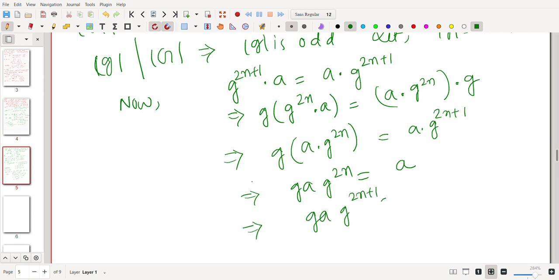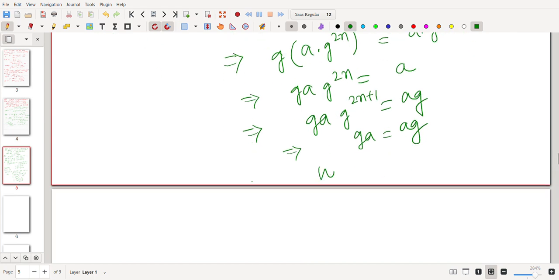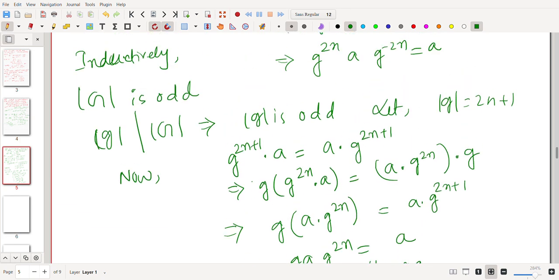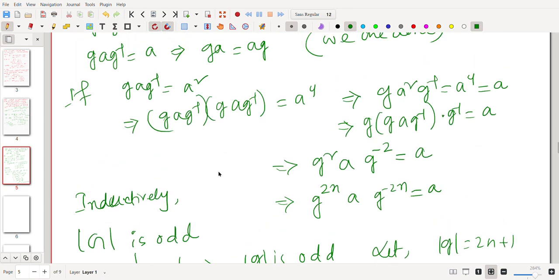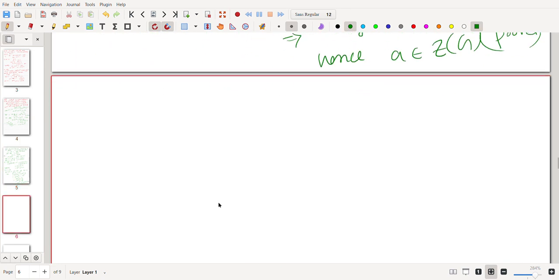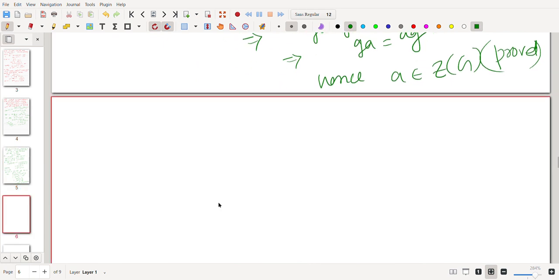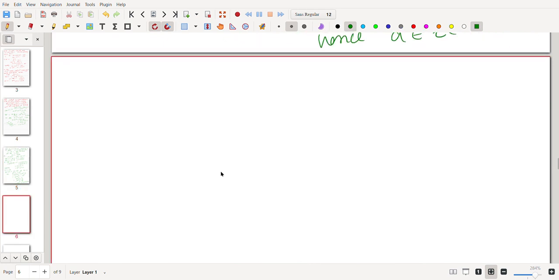Multiply with g both side, ag. Again, g power 2n plus 1 is identity, so that means g equal to ag. Hence, a is in center. Proof. Because we can show that if g inverse is a square, then also g equal to ag. It's done. Fine.